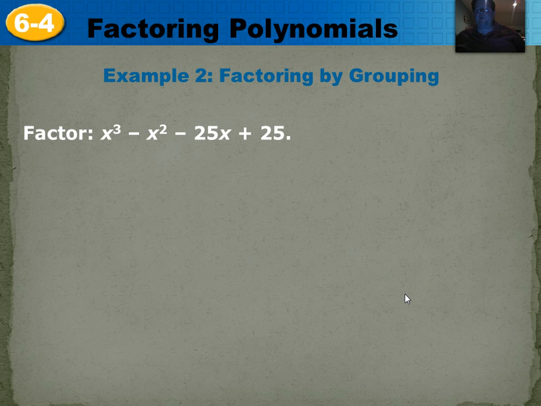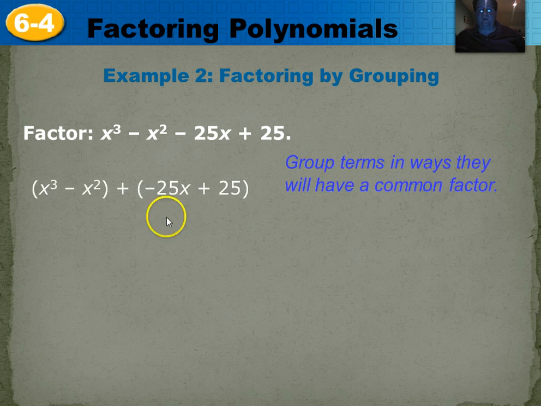Objective number 3 is all about factoring by grouping. Alright, let me show you what I'm talking about. When you get a polynomial, one of the ways that you can factor is to group the terms in ways that they have a common factor.